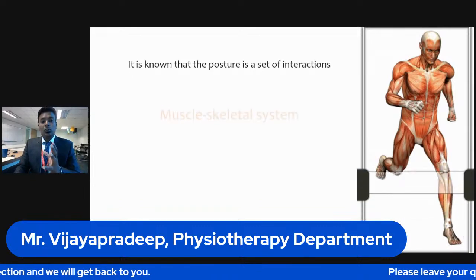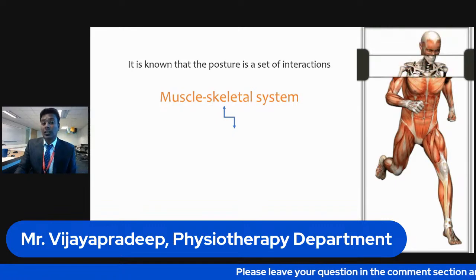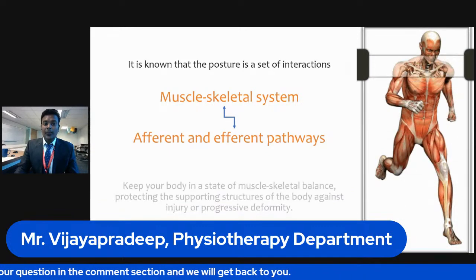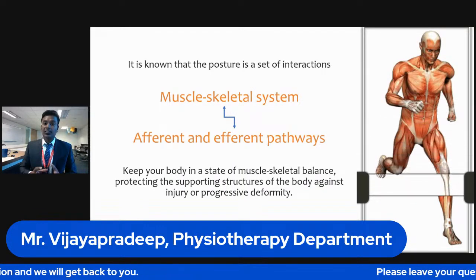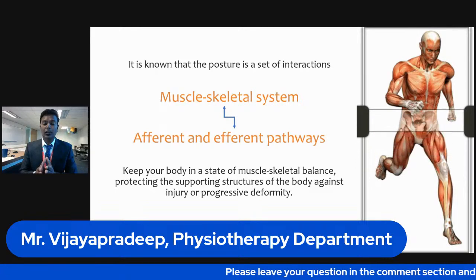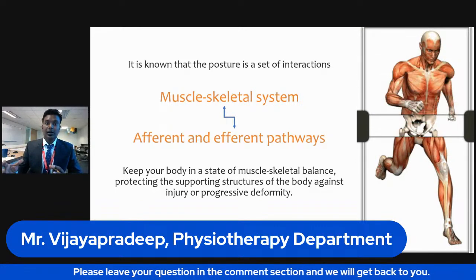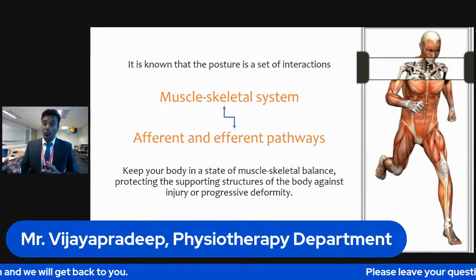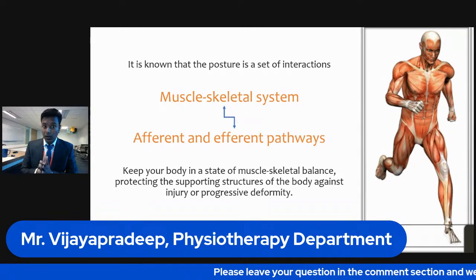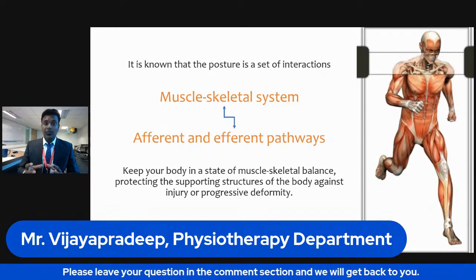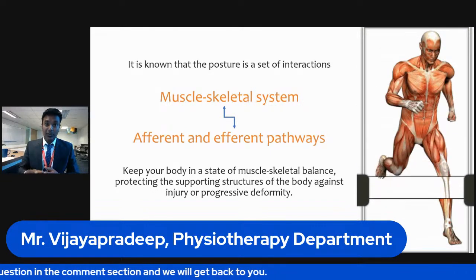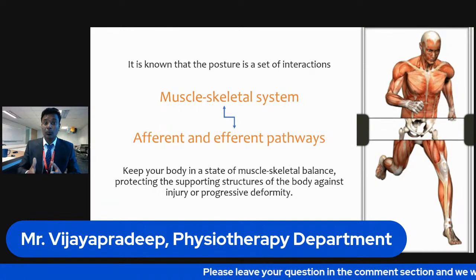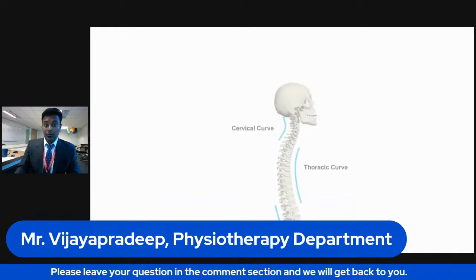Posture is not a single thing. It is a set of interactions between the musculoskeletal system and the central nervous system through the afferent and efferent pathways. The interconnection between these systems makes the posture normal so that we can do all our activities in daily life. Keeping your body in a state of musculoskeletal balance supports the supporting structures of the body against injury or progressive deformity. If the posture is good, people will move well and their mobility will be healthy. If it is not in these normal circumstances, they will face multiple problems in their daily activities and well-being.